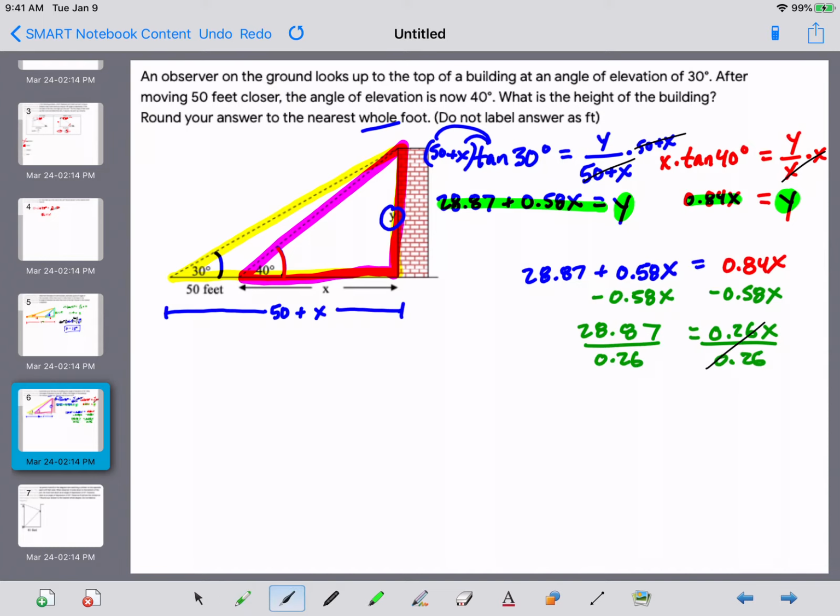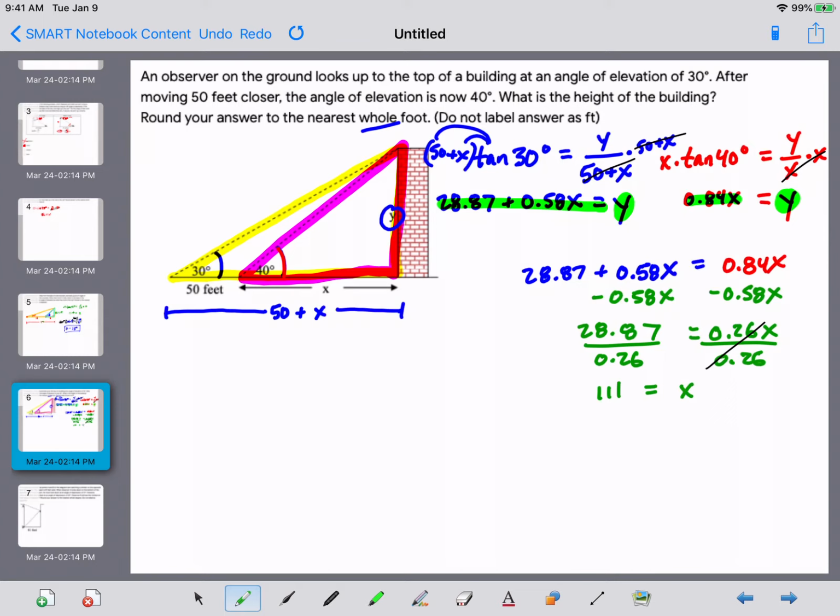So these will cancel here. And then if you plug 28.87 divided by 0.26 in your calculator, it looks like you're going to get about 111 feet. And I probably shouldn't have rounded quite so much because I think on the key it's at 110. So I probably should have left more decimals here. When I did the first time, I left 4 decimal places. So I will add 111 as a correct answer. So if you did say 111, I'll still give you credit on it. So that is our x.